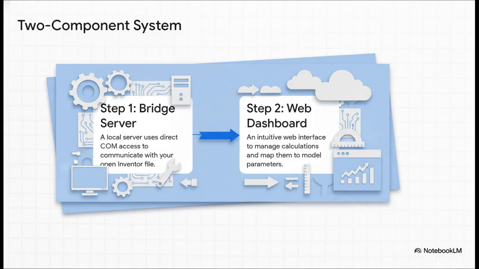The whole thing really just boils down to two simple components. First, there's the bridge server. It runs locally on your machine, talking directly to Inventor. No complicated setup, nothing crazy. Then you've got the web dashboard. This is where you do all the fun stuff, right in your browser. You define your engineering logic, you manage your calculations, and you map everything to your model.